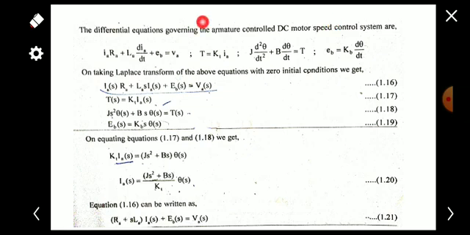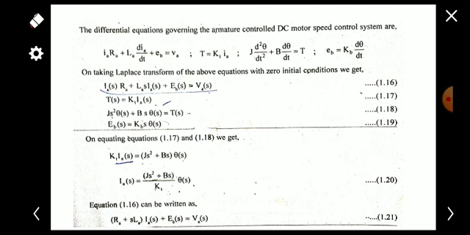And we are going to take the Laplace transform of all these four equations, and we obtain the Laplace transform of the first one as Ia(s) into Ra plus La into dia/dt. So the second term becomes La into s into Ia(s). And here also we are considering all the equations with zero initial conditions. Okay, Laplace transform of all the equations with zero initial conditions.